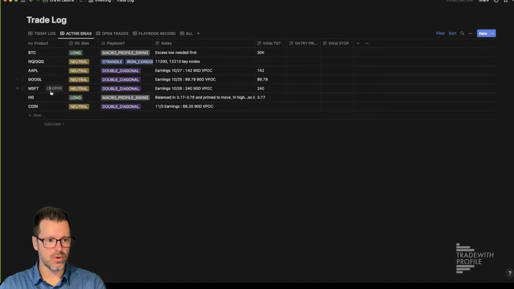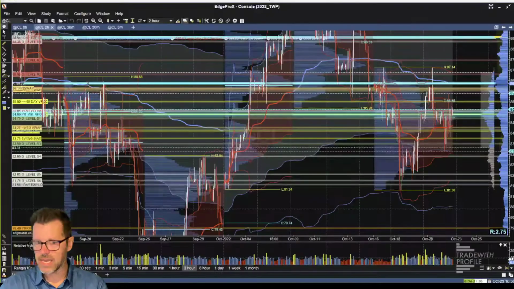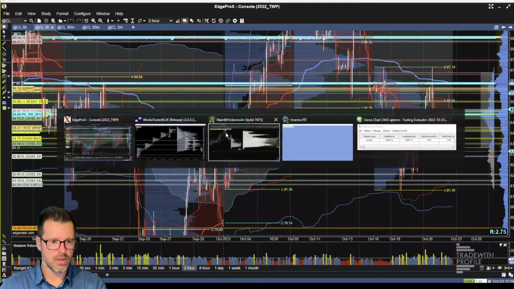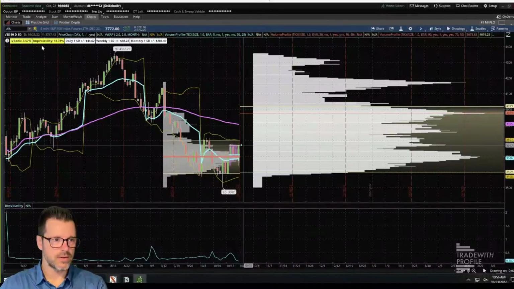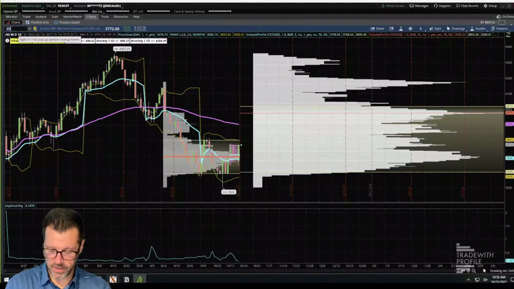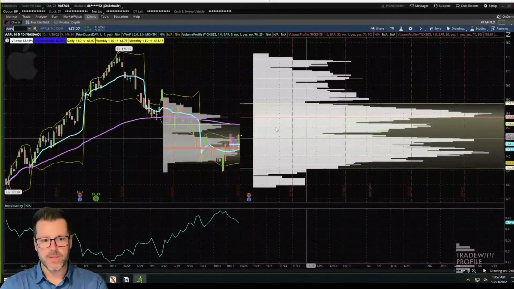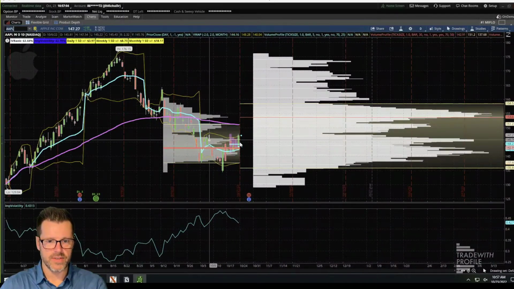Now, Apple, Google, Microsoft, and Coinbase. All of these, the key idea here is what I would call a double diagonal. And I just want to walk through one of them. I'm not going to do all of them, but let's just talk about Apple here real quick. We know we've got earnings coming up. We've got this 153, which is a key node here.